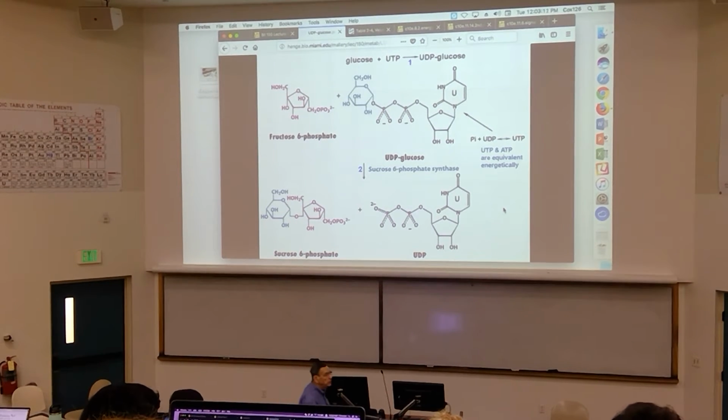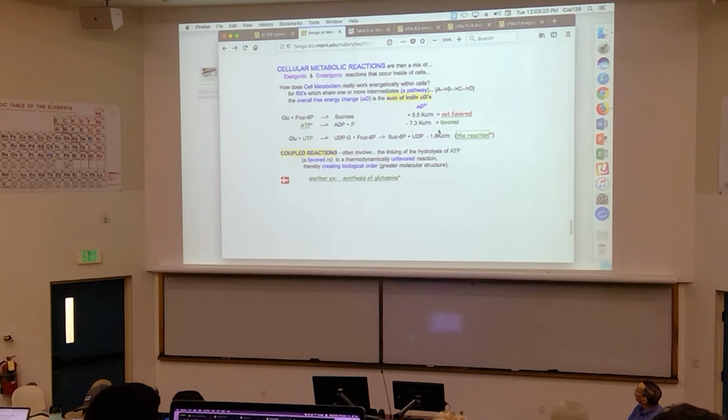The overall energy change in the whole process, because the energy of UTP to UDP and ATP to ADP is exactly the same, is minus 1.8 kilocalories per mole. So that reaction is thermodynamically favorable. What did I do? I coupled two reactions together: one that is thermodynamically favored and one that is not, to allow it to move.